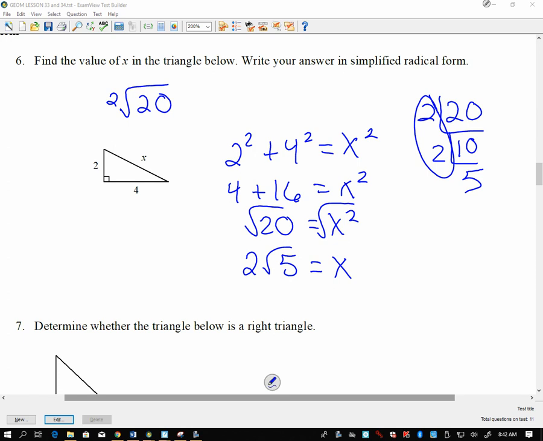Okay, so we get 2 radical 5 equals x. And then we could go in and test our answer by saying 2 squared plus 4 squared equals 2 radical 5 squared to see if those things come out that way, okay?